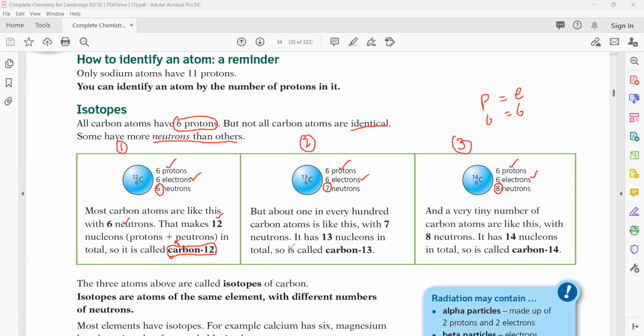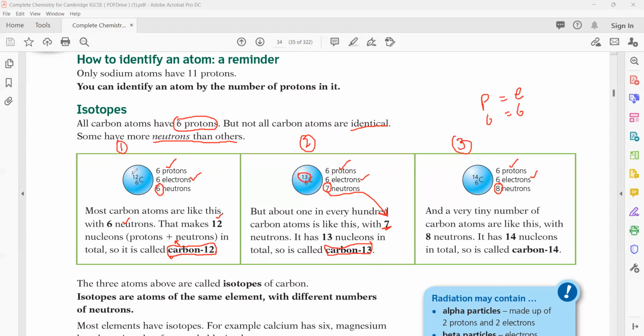In the second case, what will you find? About 1 in every 100 carbon atoms is like this. If you have 100, then you will find 1 carbon that has 7 neutrons. Then 6 plus 7, the answer is 13. So this is called carbon 13. You can even see this carbon 13 is written here.